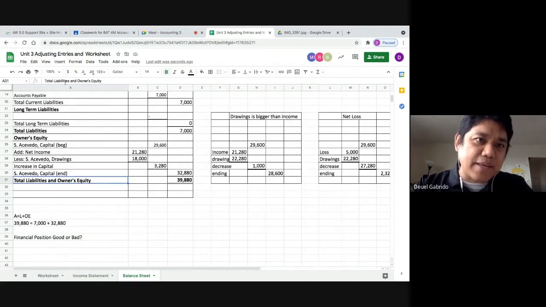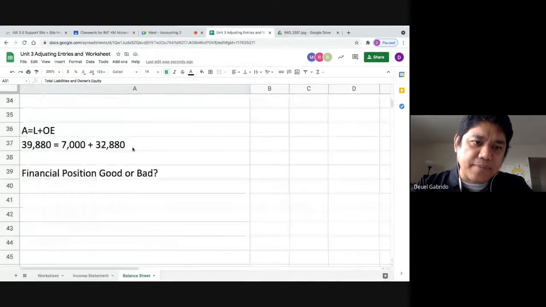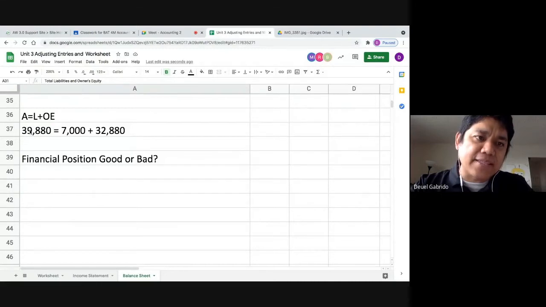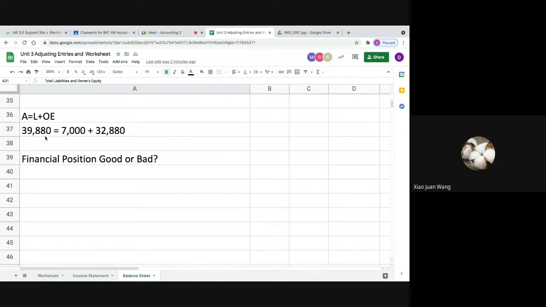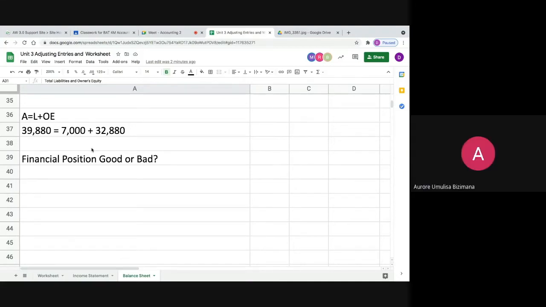Here, let me make it bigger. Okay, let's go to the bottom. So, we sold all the assets, and the total cash that we get is 39,880. How much are we returning to the bank or to the creditor? How much shall we pay them? 7,000. Very good. How much is our share in the asset? This is for the creditor, for the bank, right? What about us? How much is left for us? 32,880. This one, right?